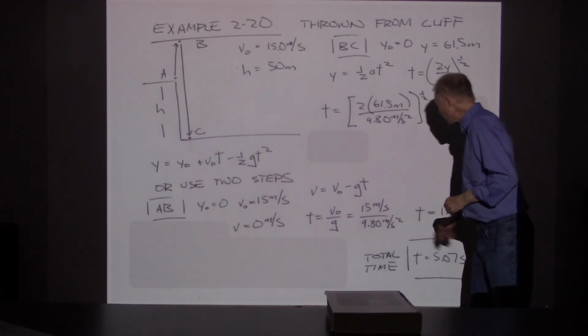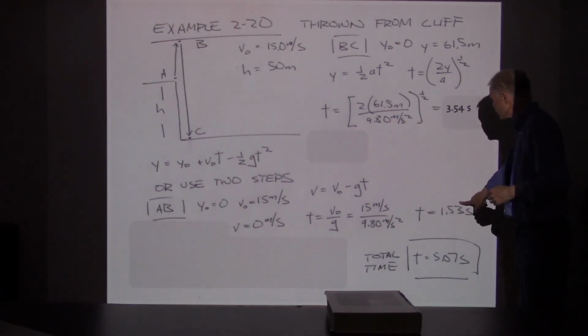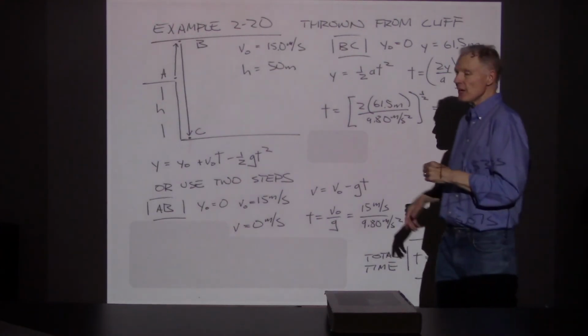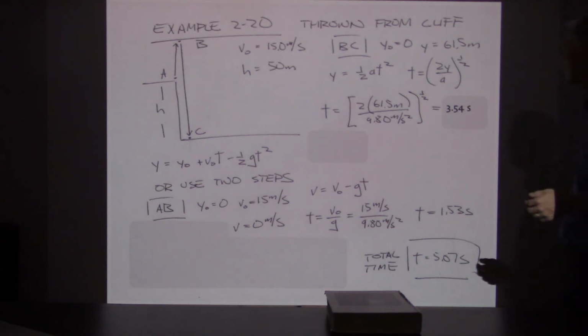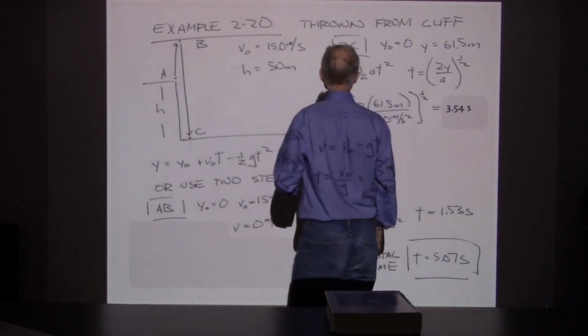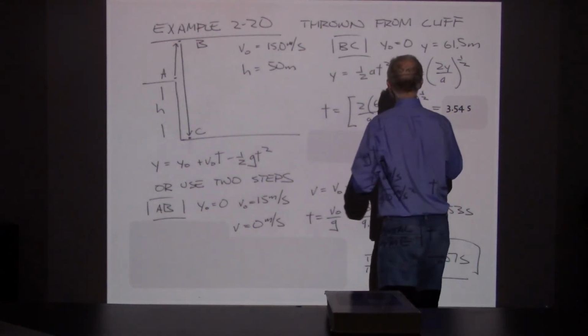15 meters per second over 9.8 meters per second squared. Well, we're getting the same answer. We threw it upwards at the same speed. It's still taking 1.53 seconds to reach point B. Now, coming down is going to be different. So let's think about this.